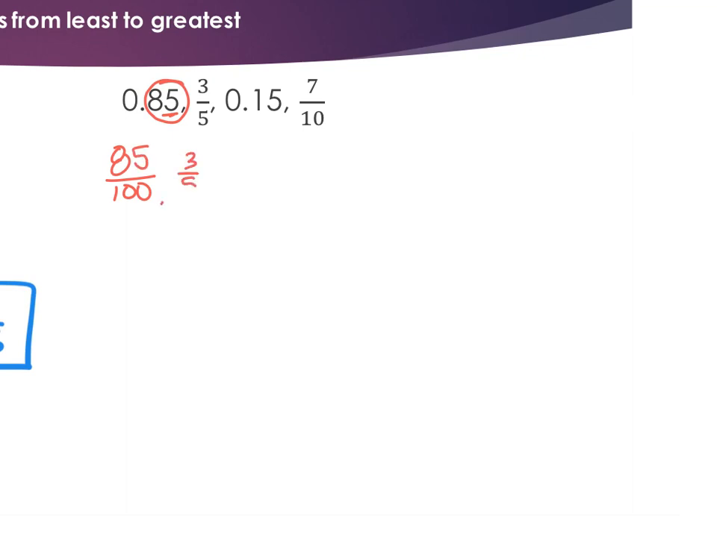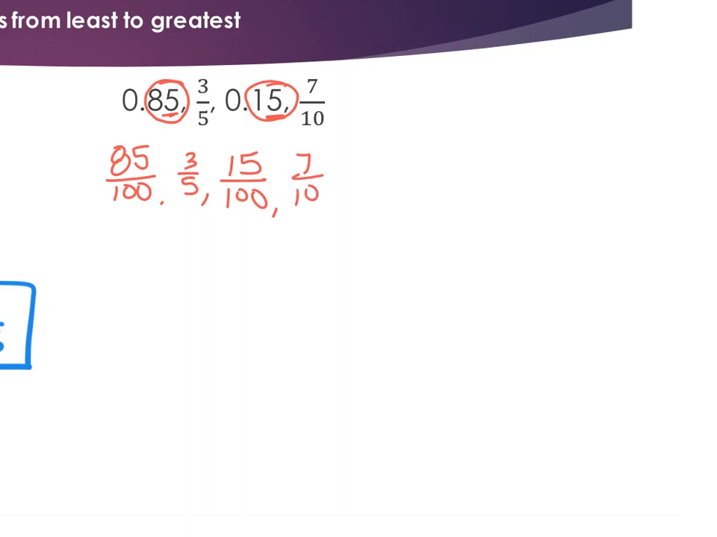We've got 3/5. I look at 0.15. My number that's furthest to the right is in the hundredths place. So on the bottom is going to be 100. And on top is going to be 15, because that's everything that's behind the decimal. So I have 15 over 100. And my last one is 7/10.